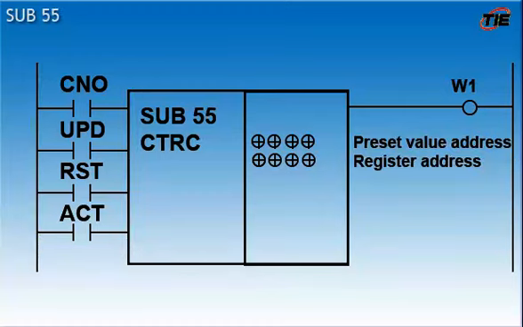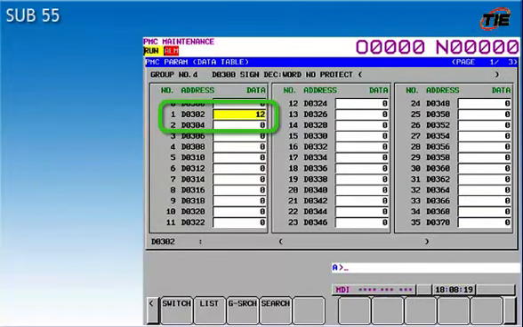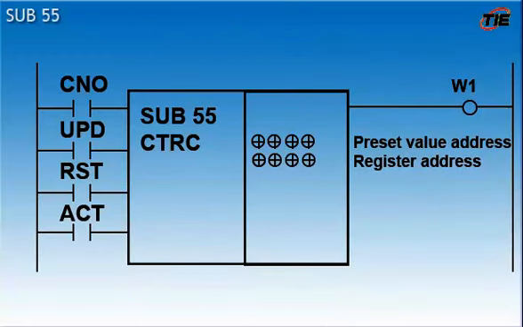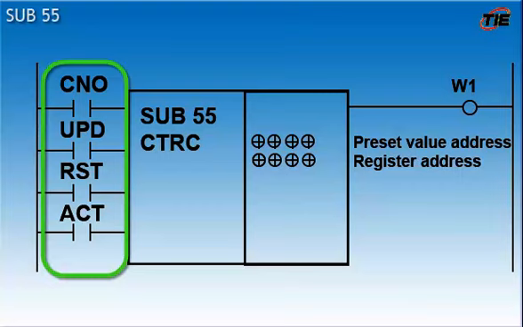The last counter we're going to talk about today is the CTRC, the sub 55. This is similar to the TMRC timer. The preset value for this counter is assigned to an address instead of having a constant value. The value in this address is often set in the data tables. For instance, by setting a value of 12 in data address D302, the counter is set to 12. All of the settings are the same as we discussed previously.